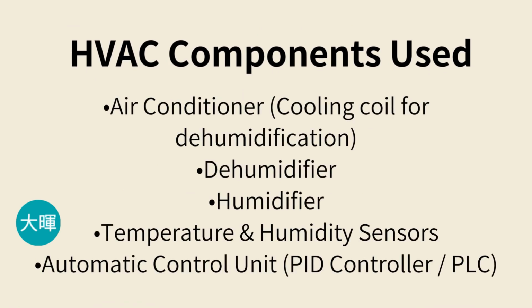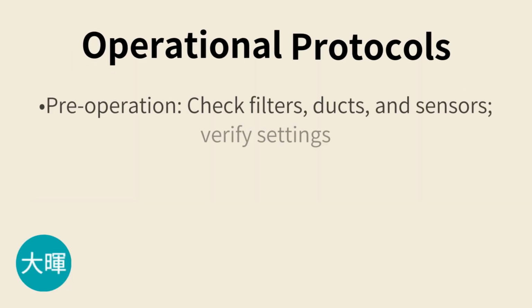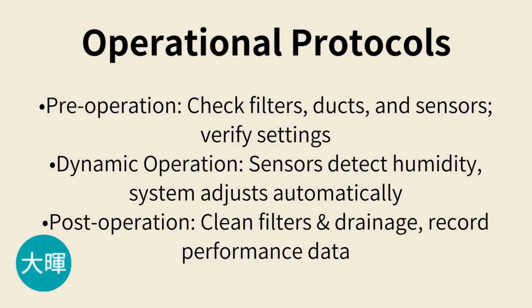The main components are the air conditioner, humidifier, sensors, and the control unit. These work together automatically to balance the humidity. Before operation, we check the filters and sensors and confirm the humidity settings. During operation, sensors detect the humidity and the system adjusts automatically. After use, filters and drain are cleaned and data is recorded for monitoring.